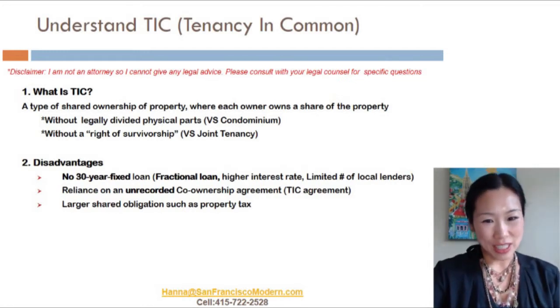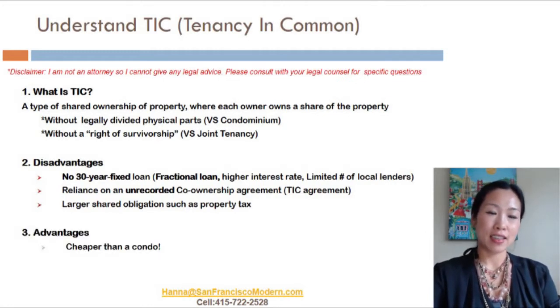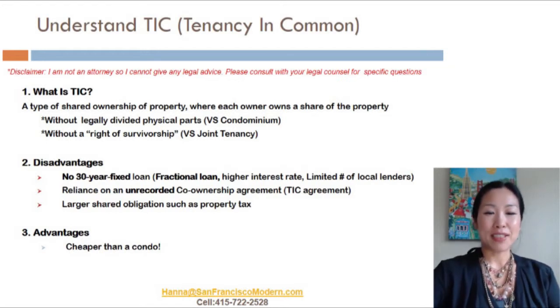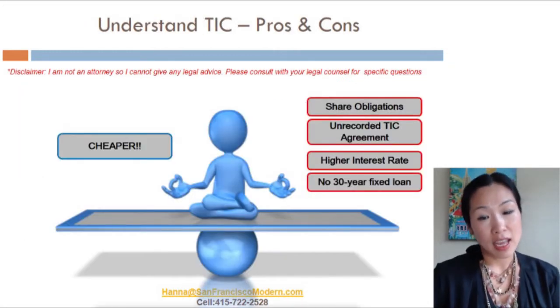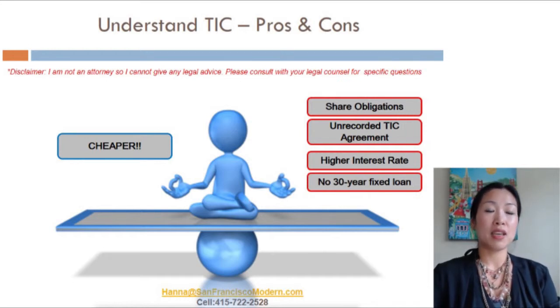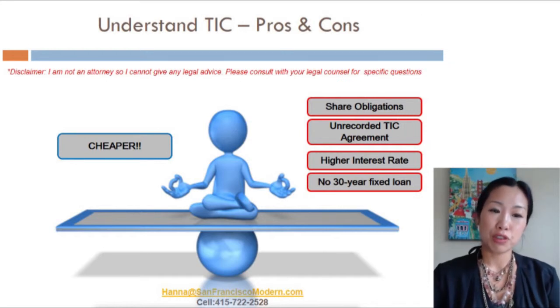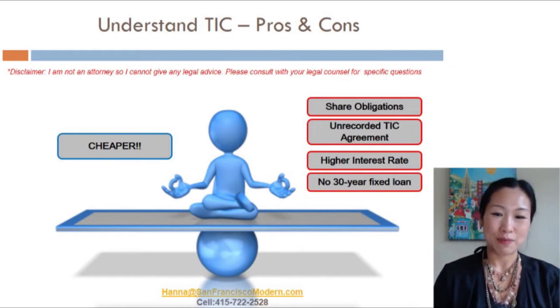With all these disadvantages, one very big advantage makes TIC popular among some buyers. That is obviously the price. Prices of TIC are generally 10 to 20% lower than the equivalent condo. So if you have a limited budget and if you don't mind having a 5 to 7 year loan with a little bit higher interest, then TIC can be a good option for you. So before you reject it, again, please try to better understand what the risks are and what TIC exactly means, and then make your final decision.